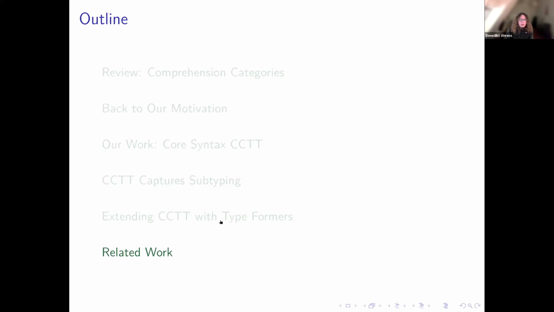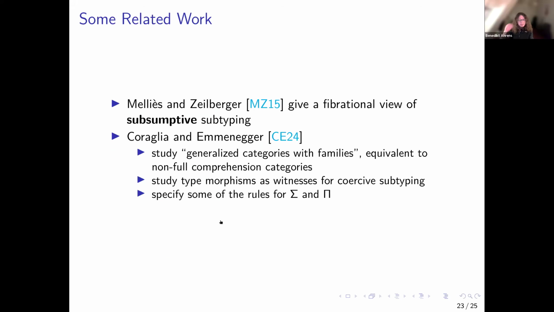Okay. So I will not go through the other type formers, but it looks in principle similar, but it gets a bit more complicated, in particular, as I said, with the identity type. The full details are in the paper, in the archive version of the paper. In the end, I would like to mention some related work, because there is quite some interesting related work.